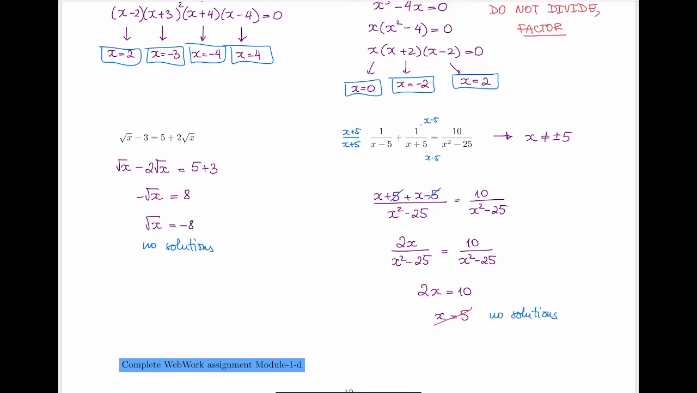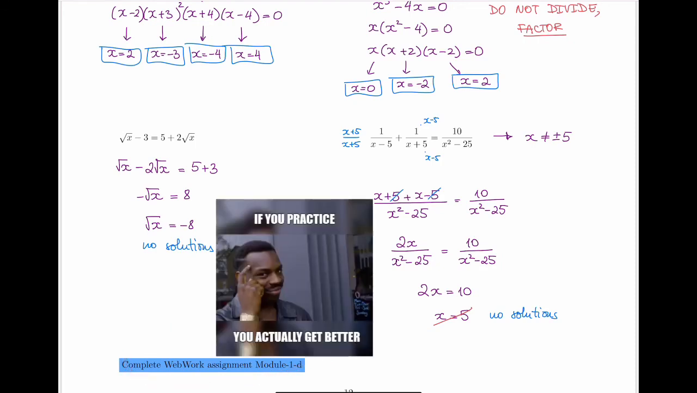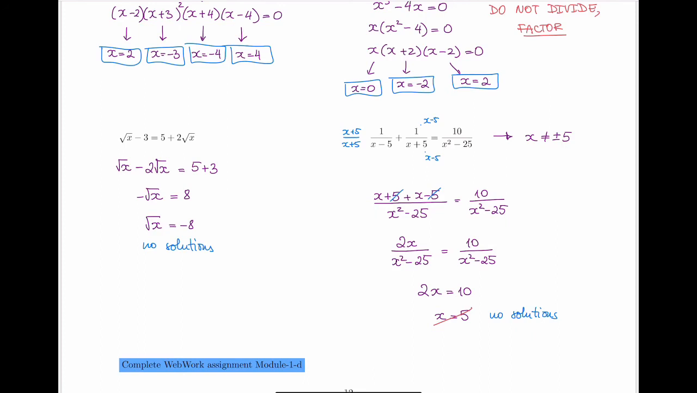Okay, so these are all the types of equations that are essential for calculus. Please take a look at the exercise at the end of the section, as well as web work assignment module 1D for more practice with all of this. This does take quite a bit of practice to get comfortable with, but you will get comfortable with these, trust me.